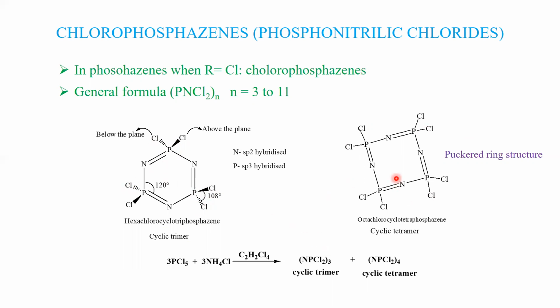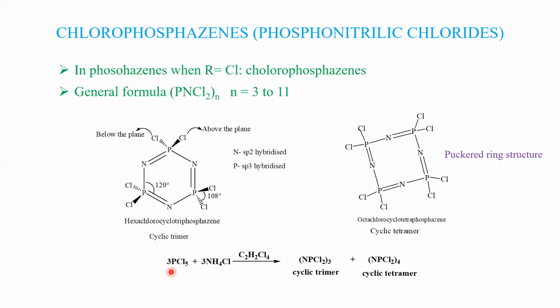Then another one is the cyclic tetramer. There are 2 chlorine atoms bonded to each phosphorus. The ring is not planar; it deviates from planarity.